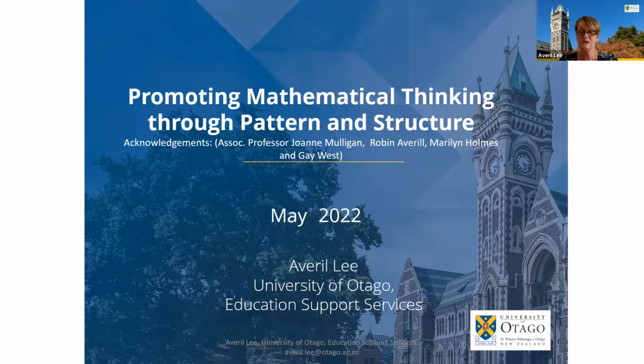Also credits to Marilyn Holmes, somebody else that worked with the University of Otago over the years, and Gay West, another Australian guru who deals with a lot of work around pattern and structure, but also the use of materials like tablecloths and tea towels, with a view to actually making some of these resources from scratch rather than buying them as a pre-made thing. So you might see a couple of things from her as well.